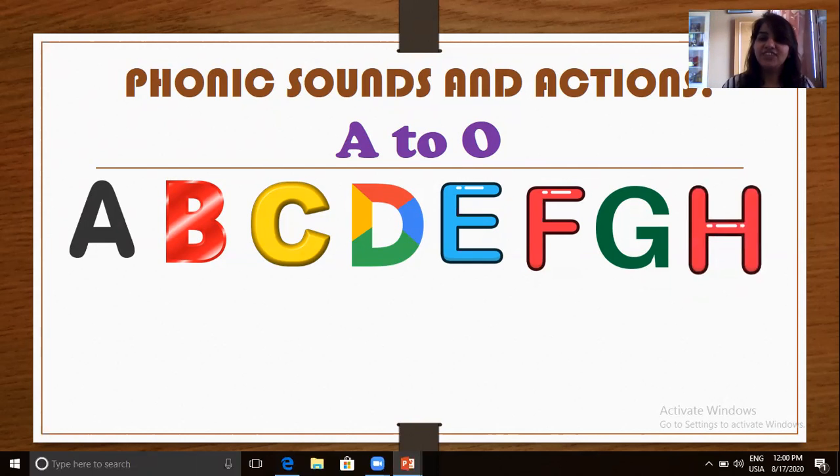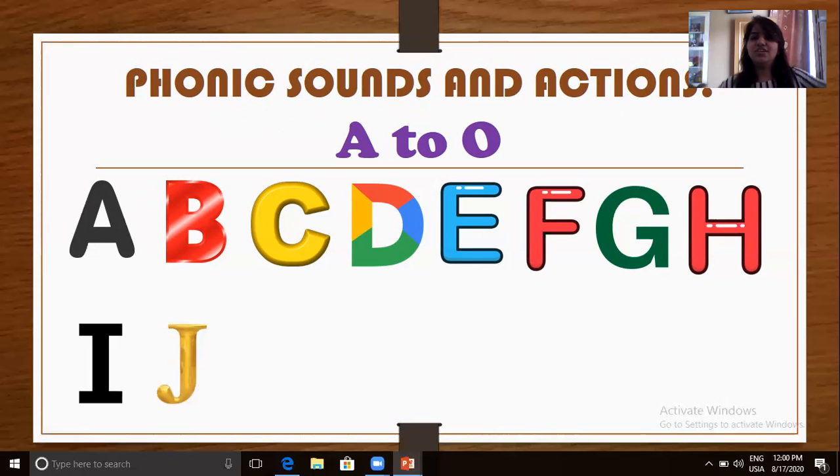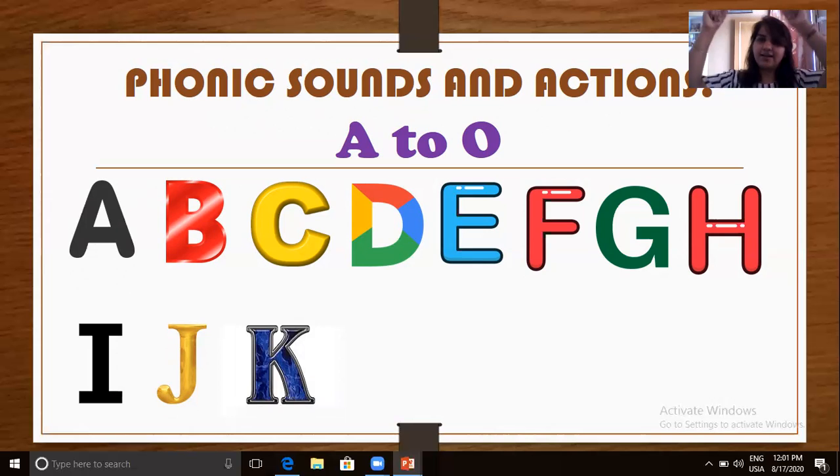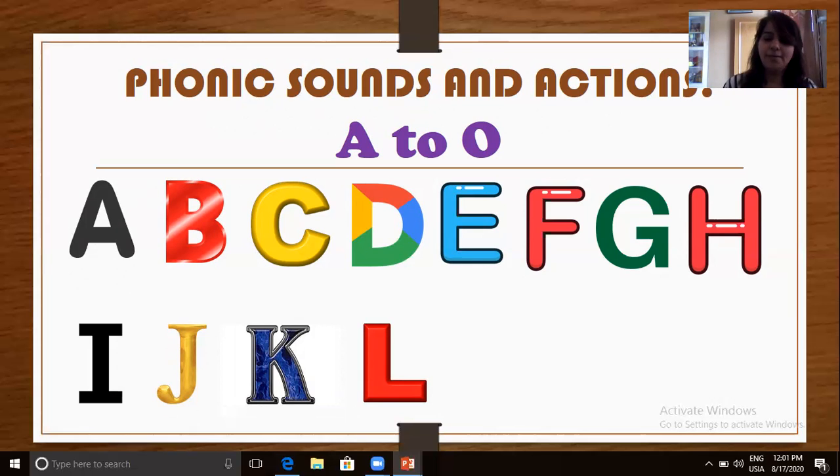Phonic sound of H is phonic sound of I is I, I, I. Phonic sound of J is J, J, J. Phonic sound of K is C and K phonic sounds are same. Phonic sound of L is L, L.